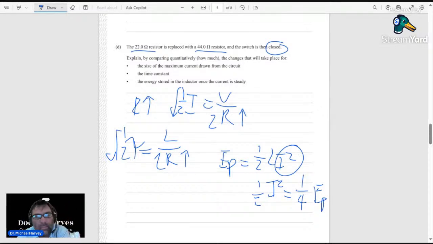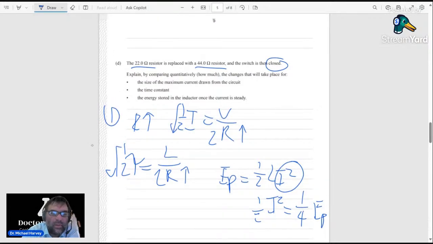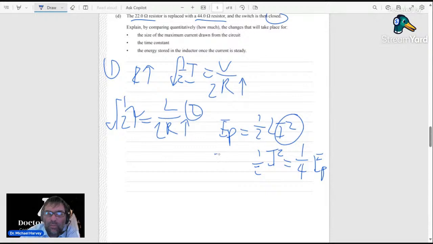So there's your first point, there's your second point, I'll move that up slightly, and there's your third point. So 1 point gets you achieved, 2 points gets you your merit, and 3 points gets your excellence. Again, the beauty of using the equations.